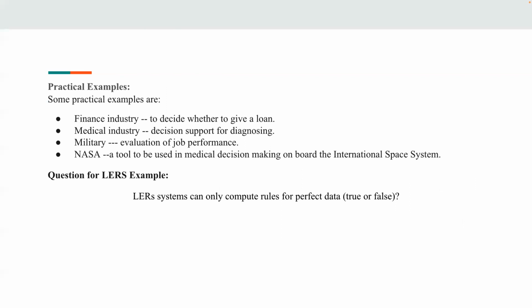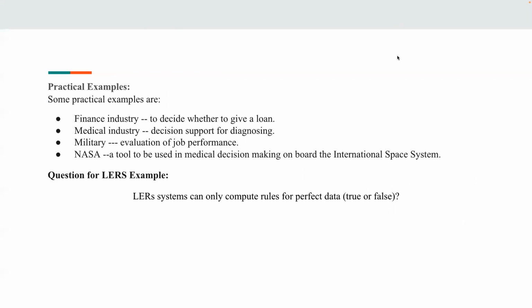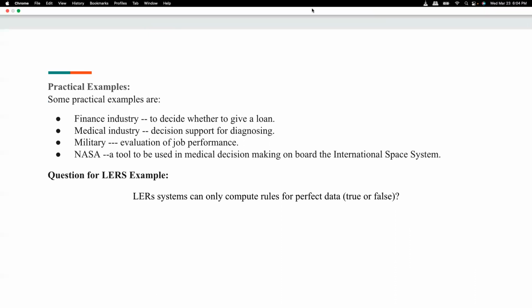Now, the question regarding the LERS example is: can the LERS system only compute rules for perfect data? Tell me whether it is true or false. The answer is false, because the LERS system is used for both perfect and imperfect data, as it can generate rules which work with inconsistent data also.